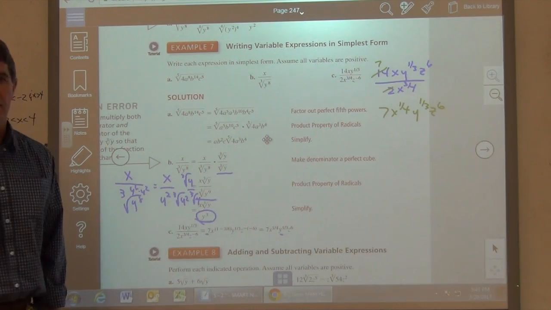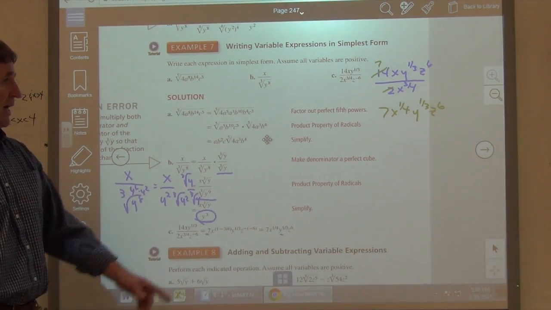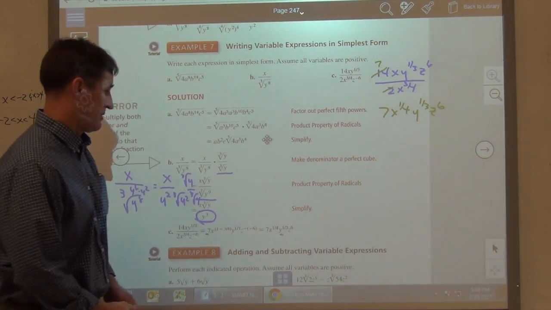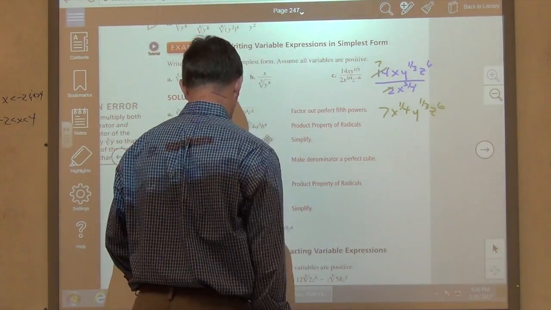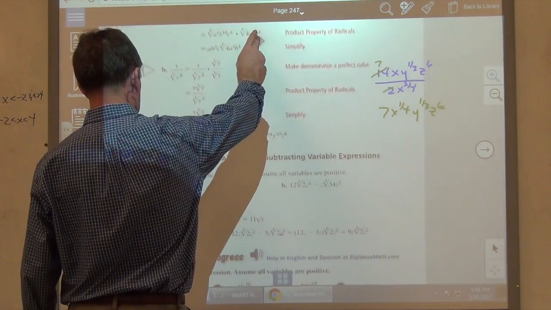Whichever way seems to make sense to you. You do it the way the book does, where they break it up, or you can just cancel and work that way. So, let's take a look at example number 8.